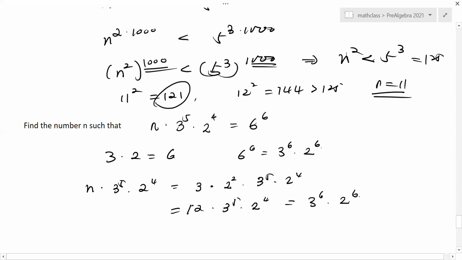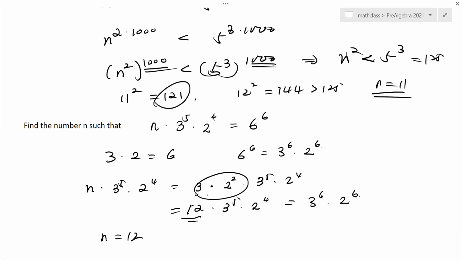Then you get this. Okay? So you match that. So n should be equal to 12. This should be 0. In order to get 3 to the power 6 and 2 to the 6th power.